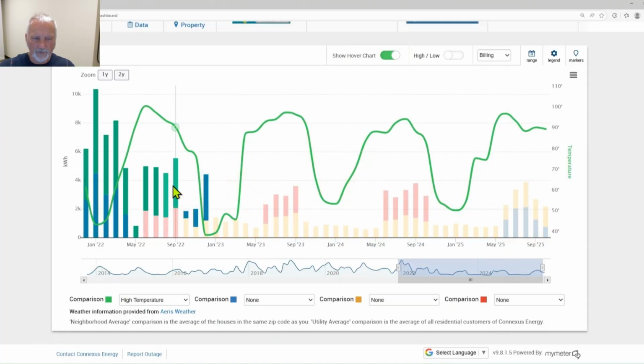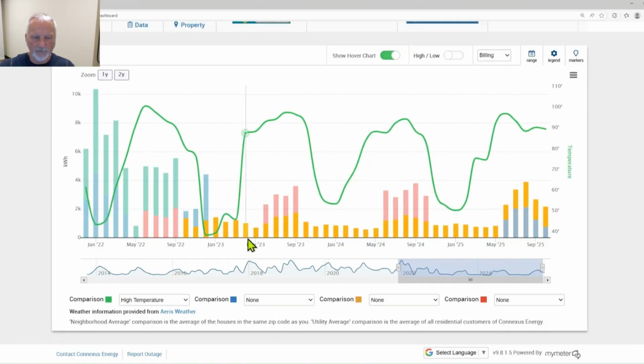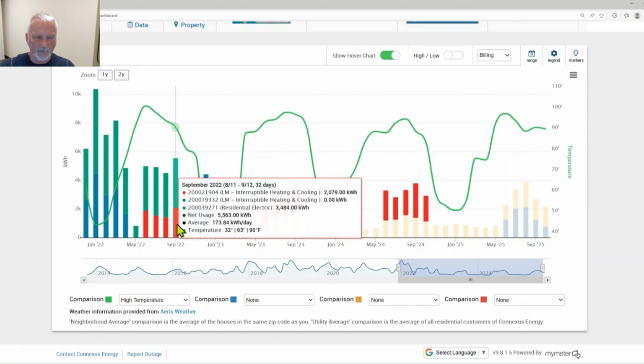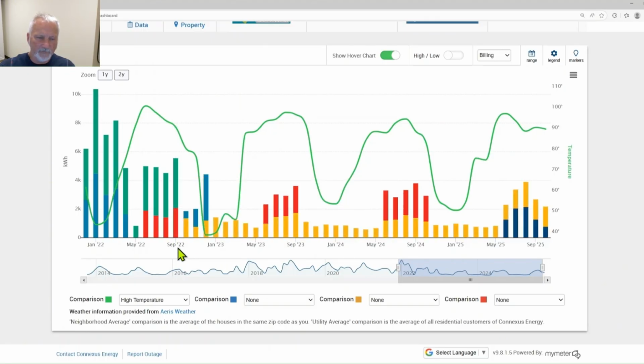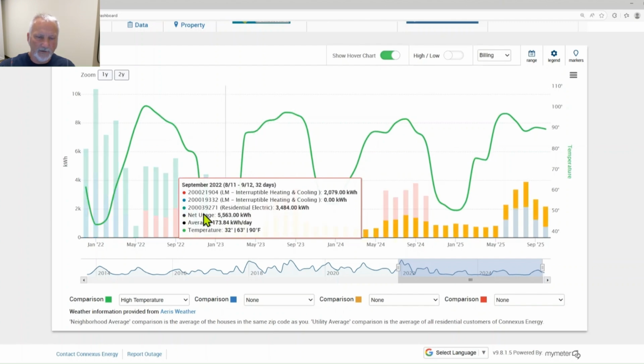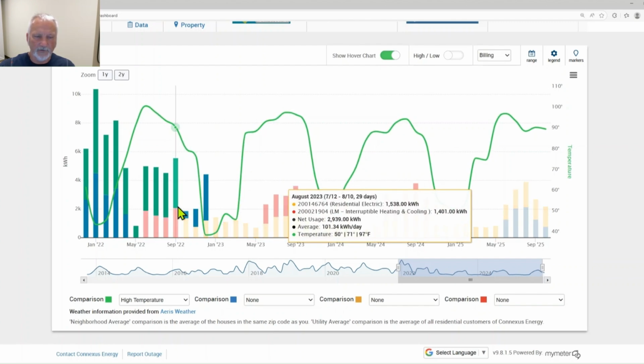I had bought myself a new air conditioner in May of 23. So I wanted to see if I saved any money by buying a new air conditioner. My old one was 20 years old. It still worked. But anyway, I went on the graph and I went back to September of 2022 when I had my old air conditioner. And the green here is my residential meter, which has my air conditioner on it. And I was billed 3,484 kilowatt hours.